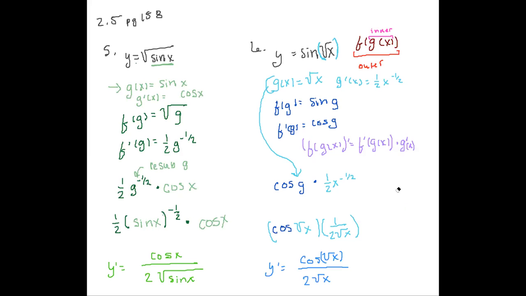So that is kind of how I like to think about the chain rule. What is my g of x? What is my f of g? If I put these back together, will it give me what my original function is? And then start breaking it down like that.